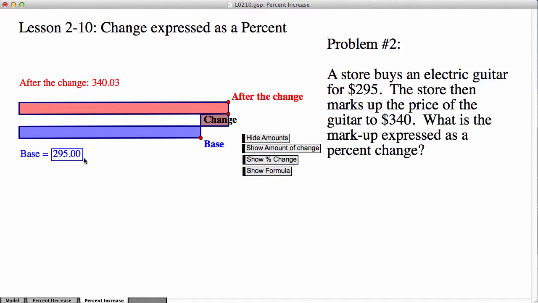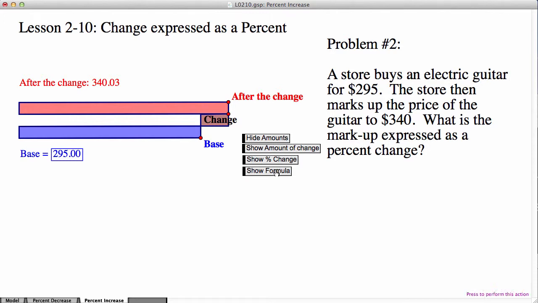The base amount in this case is $295, and then after the change, the guitar is marked up to $340. I couldn't get Geometer's Sketchpad to get this exact, so we'll just pretend that it's exactly $340, and the computations will be very close. So the base price is $295. After the change, it's $340.